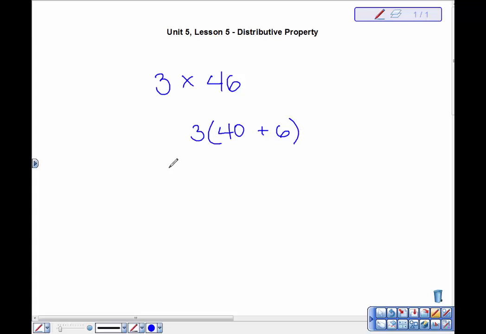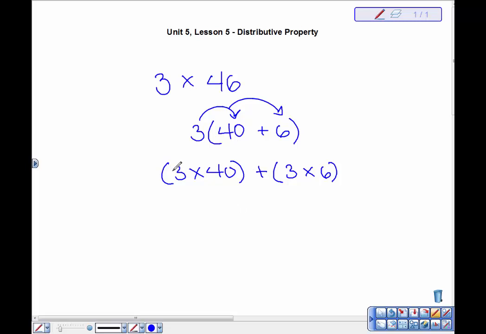So when I write it out individually, I get 3 times 40. Whatever that equals, I'm going to add together to whatever 3 times 6 equals. So I'm just distributing the 3 to each one of these pieces, distributing the 3 to the 40 and distributing the 3 to the 6, and it ends up being 3 times 46, same thing.